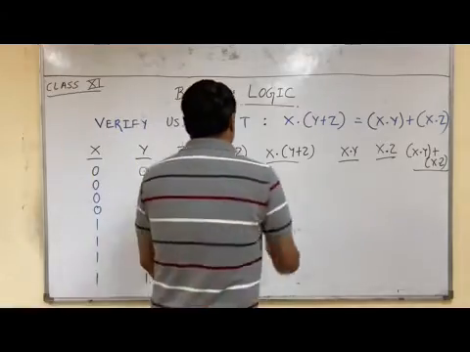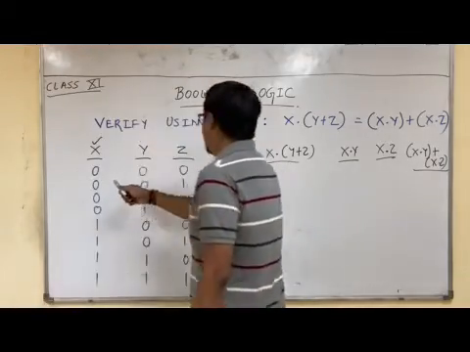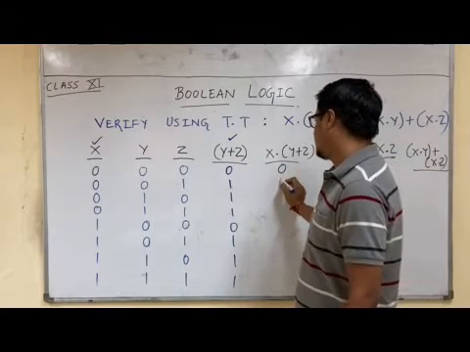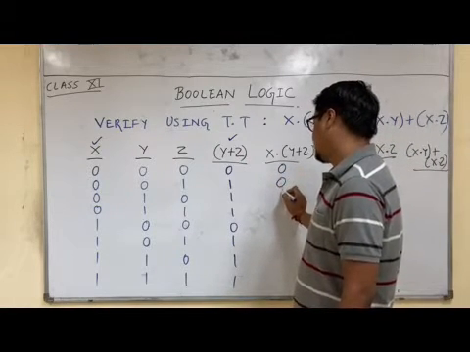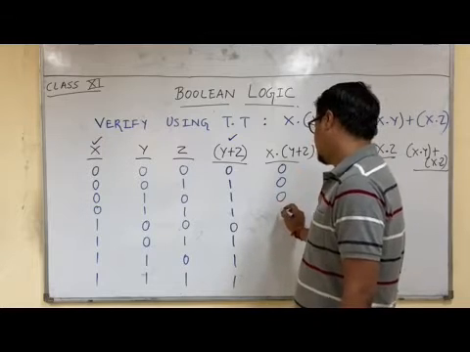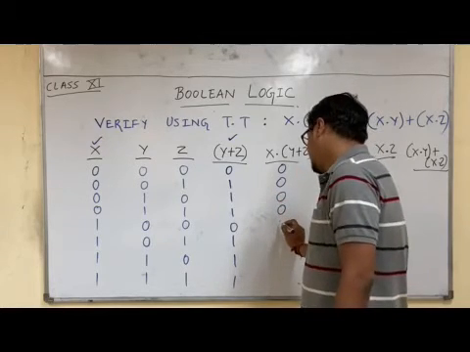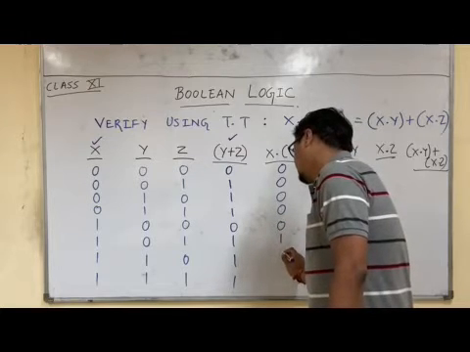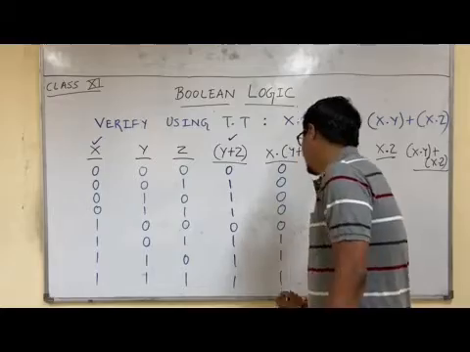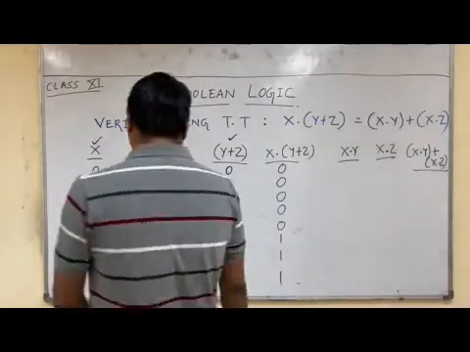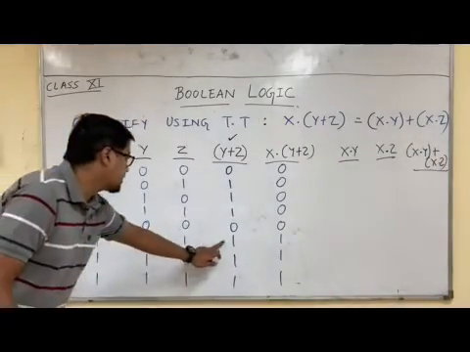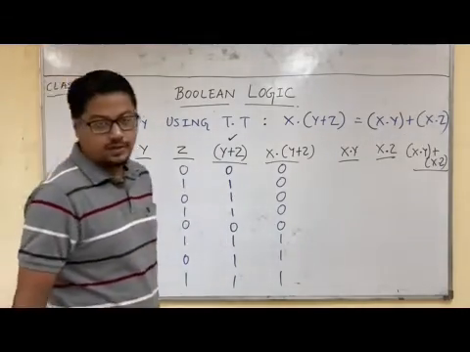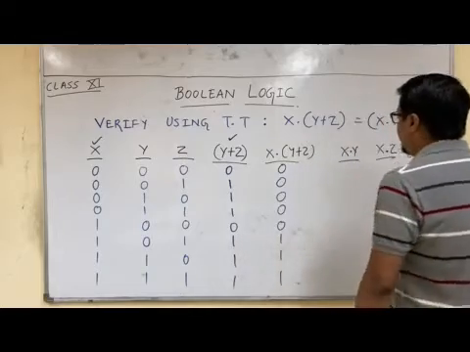Now let us complete this. X dot (y plus z), 0 0 0 0 1 0 0 1 0 0 1 0 1 0 0 1 1 1 1 1 1 and 1 1 is 1. Okay, only 3 cases, students, where all the inputs are high, that is why only 3 outputs are high. So this LHS part is actually complete. Let us go for the RHS.